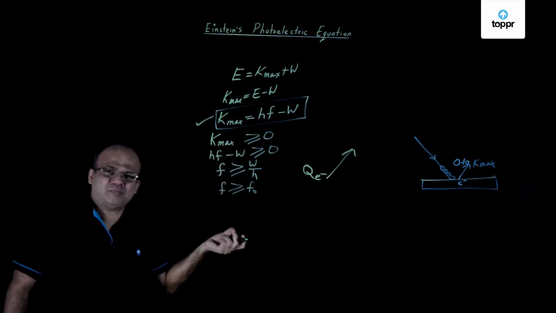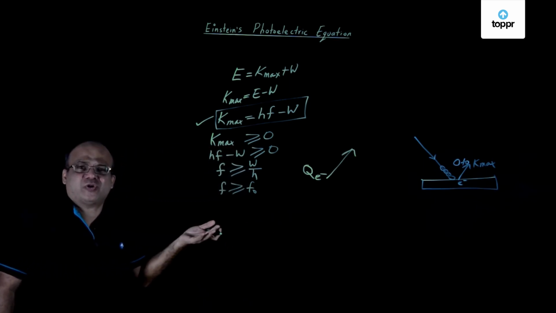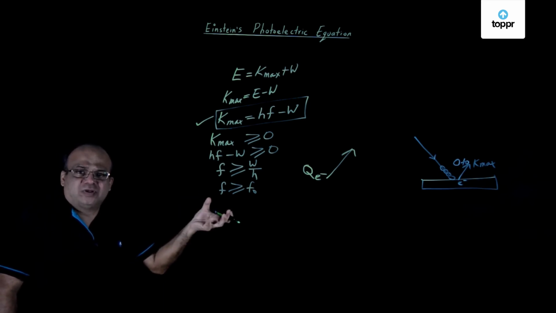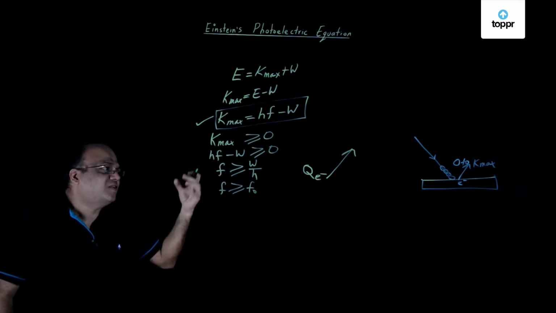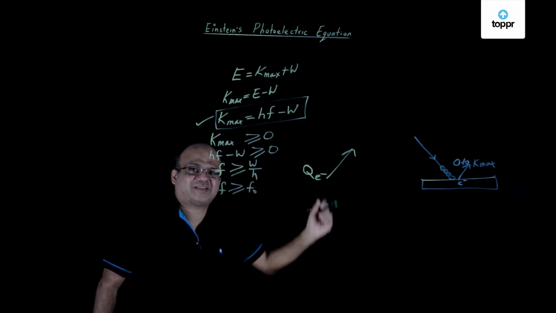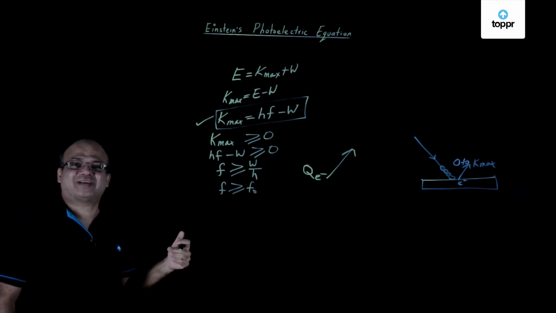Like, suppose you are eating small particles. It will take time for you to eat some reasonable quantity. And if you eat a laddu, you can eat it immediately. So now, it is a packet of energy that is coming to the electron. That's why the electron can come out immediately.